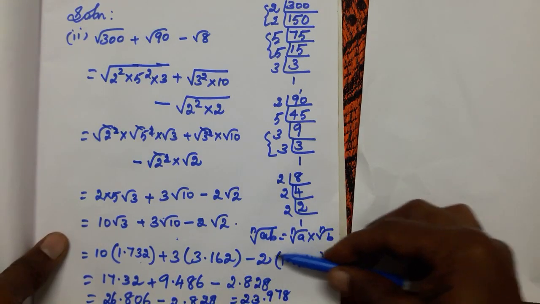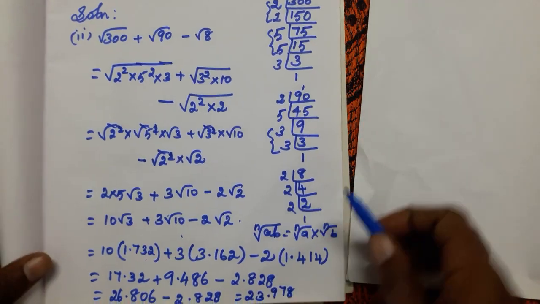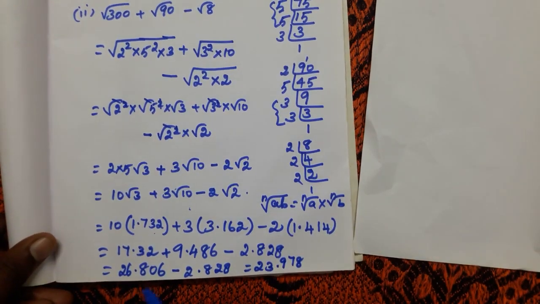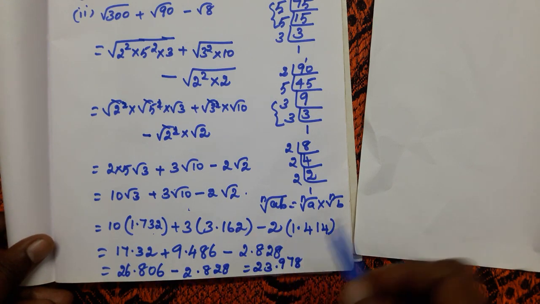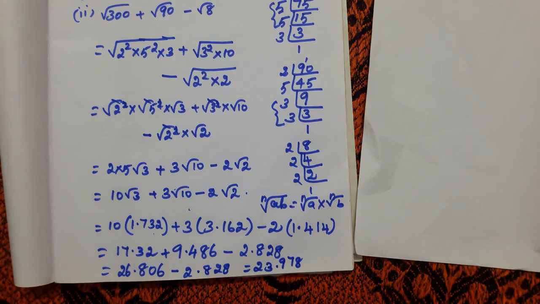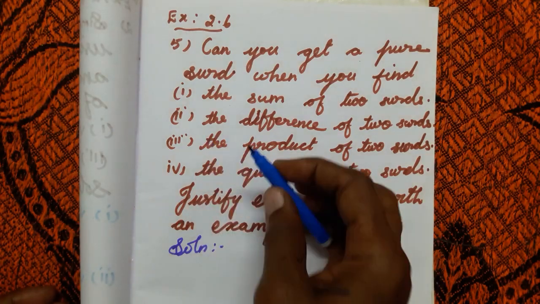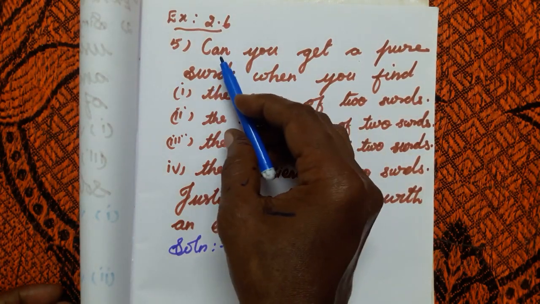Here 2 into 1.414 is 2.828. These two we have to add, so 26.806. Minus, we have to subtract 2.828. When we subtract, we get 23.978. Next, exercise 2.6, fifth problem.